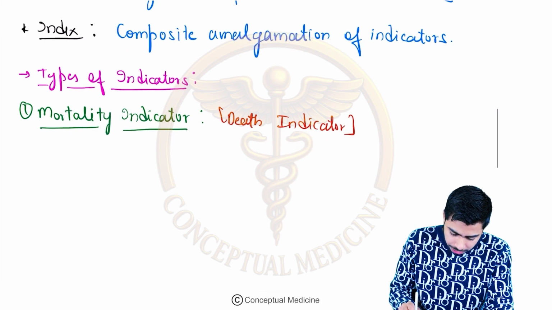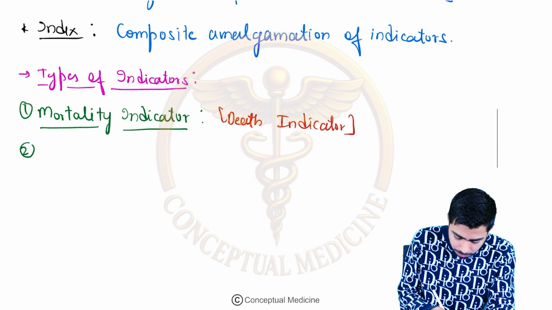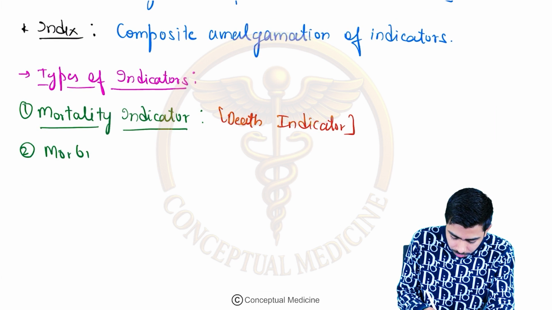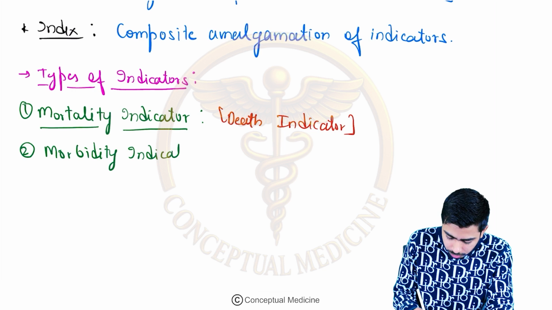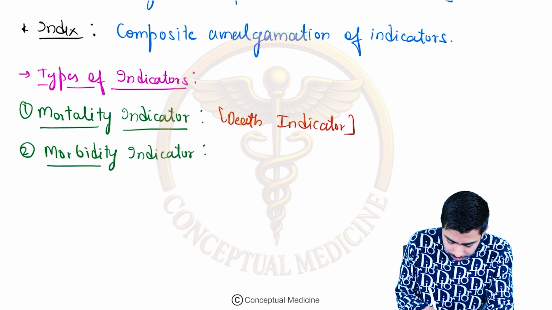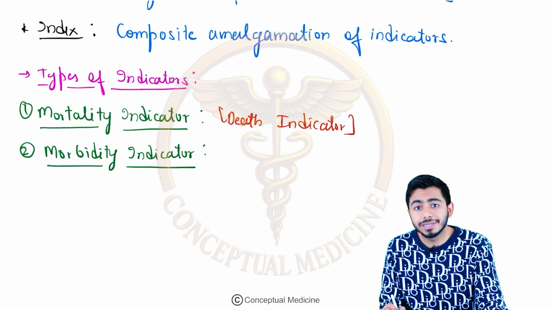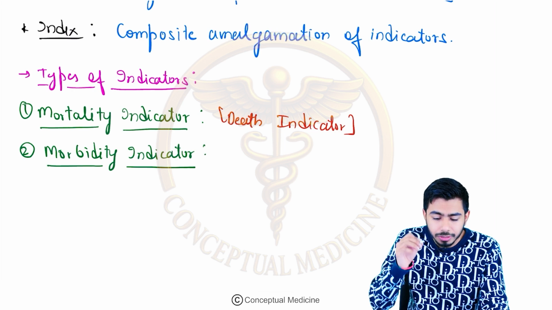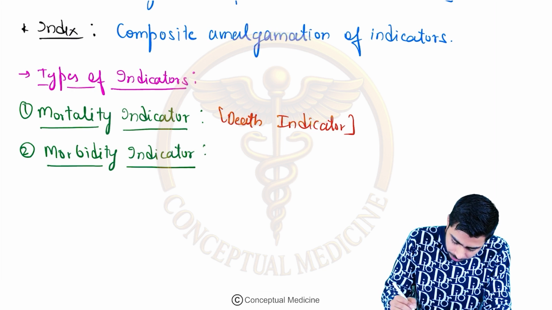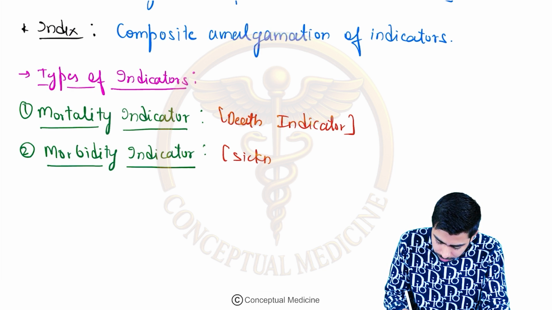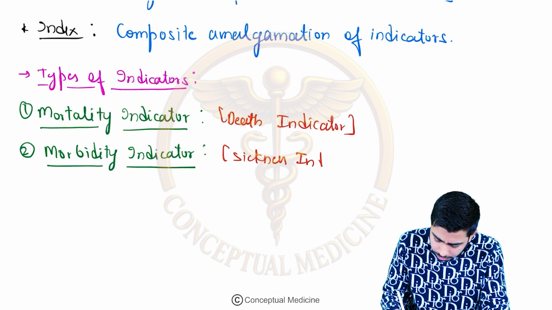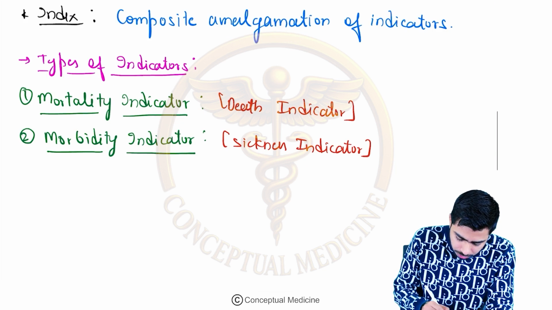Fine. Then the second one is the morbidity indicator. Usually it tells us about the sickness in persons, sickness in the community. So it is basically the indicator of sickness, the sickness indicator. Okay, sickness indicator. Don't worry, we'll talk about these in detail.